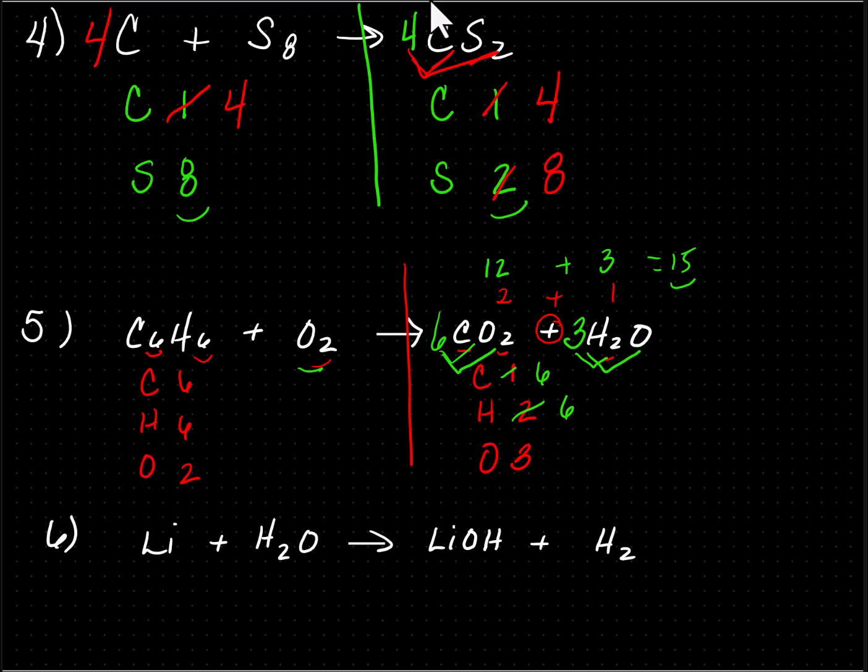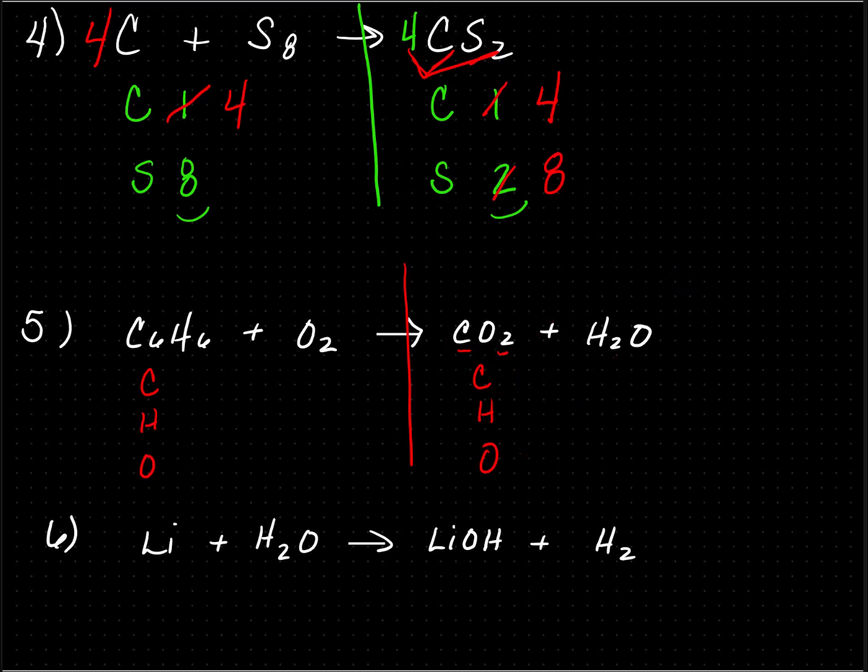We need to start again from the beginning. So we know we need an even coefficient in front of water to make the oxygen even. So we're going to start with the next even coefficient, which is 2. So I'm going to put a 2 in front.